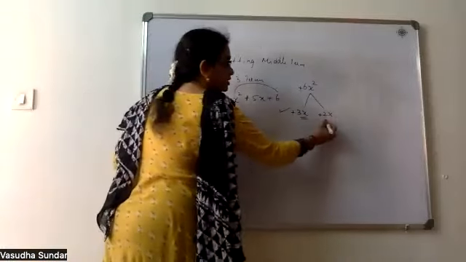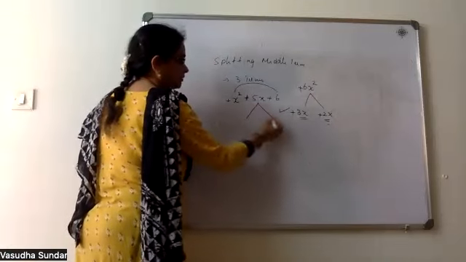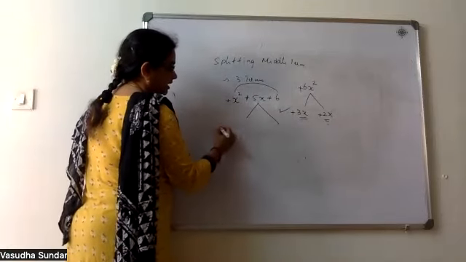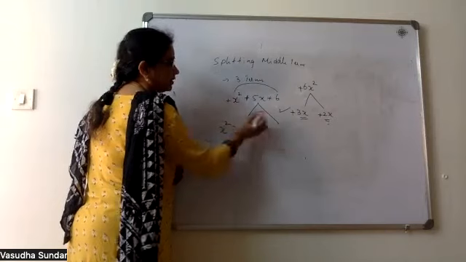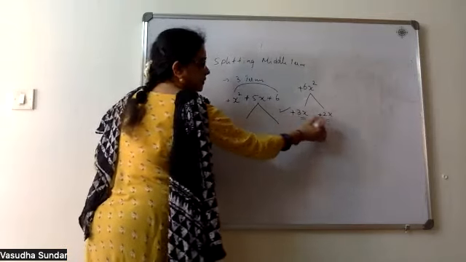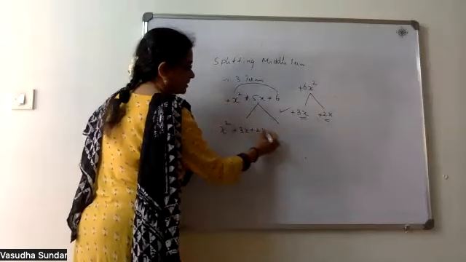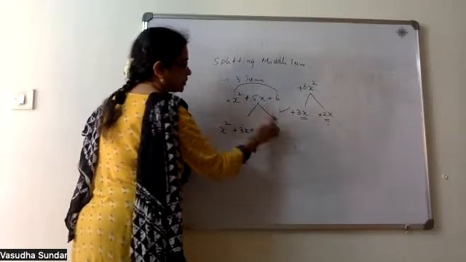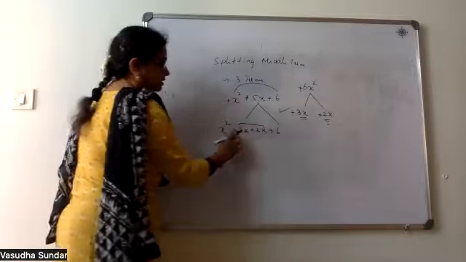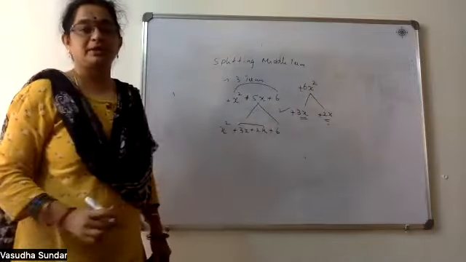Now I have 3x and 2x. So this middle term I write as the remaining I write as it is, x squared. Now what is this? Plus 3x plus 2x, and then plus 6. So I'm splitting the middle term as plus 3x plus 2x.